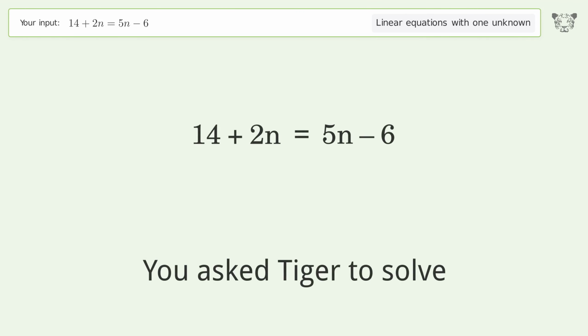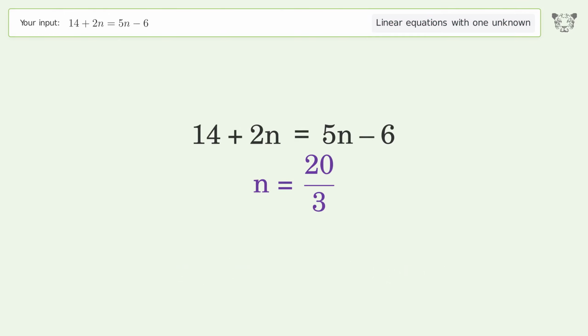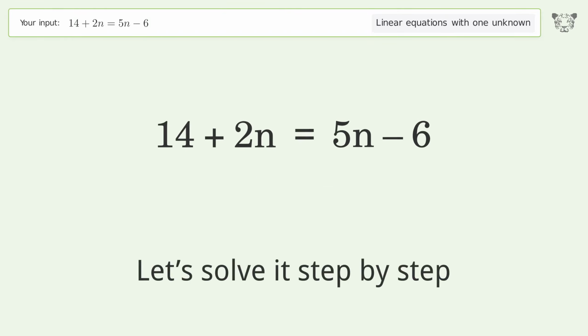You ask Tiger to solve. This deals with linear equations with one unknown. The final result is n equals 20/3. Let's solve it step by step.